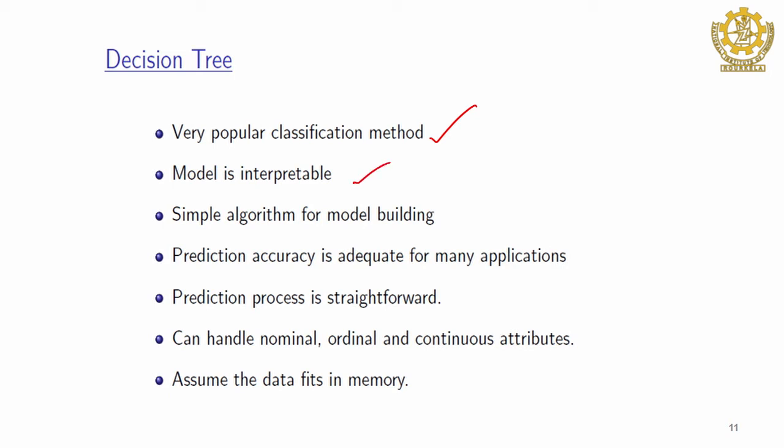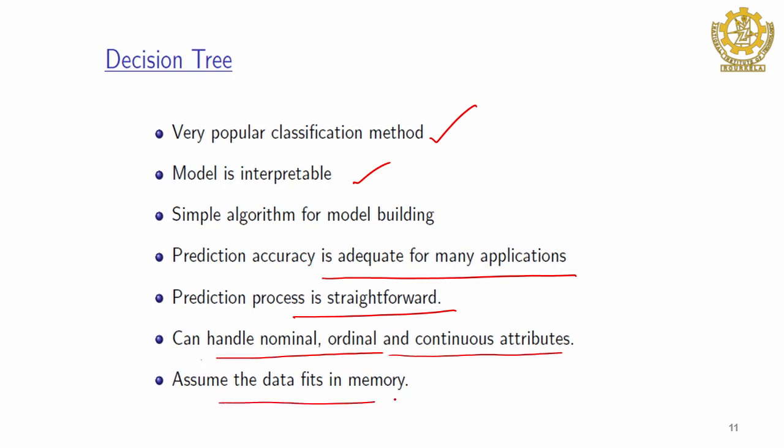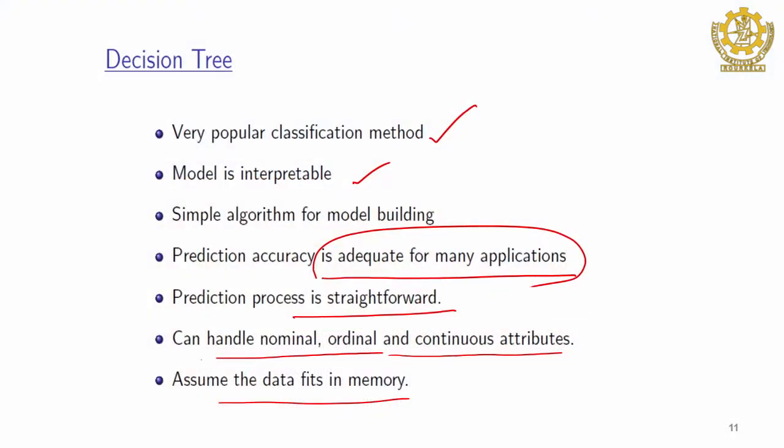Similarly, this model is also simply interpretable, and it is a simple algorithm. Prediction accuracy is adequate for many applications, the prediction process is straightforward, and it can handle nominal, ordinal and continuous attributes. Data needs to fit in the memory, which means that the entire tree should fit into the memory. So, this is the assumption. They are not saying the prediction accuracy is the best, they are saying the prediction accuracy is as good as other classification techniques. That is what is meant by adequate for many applications.